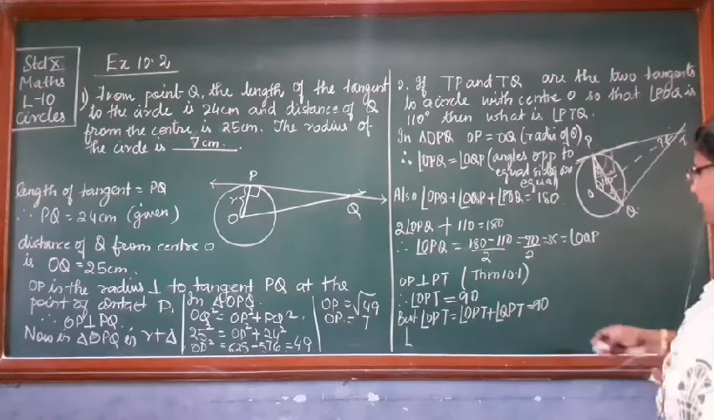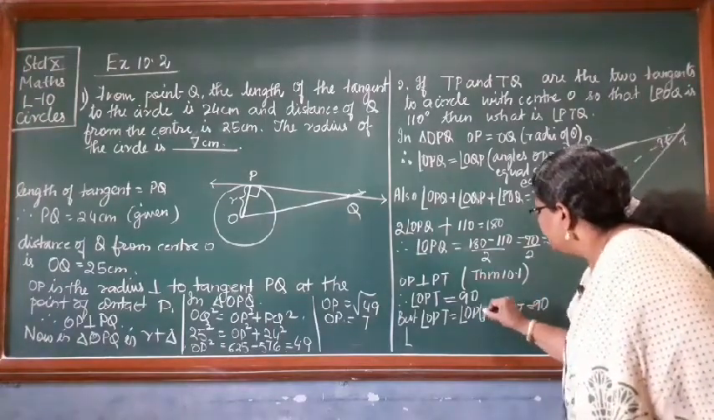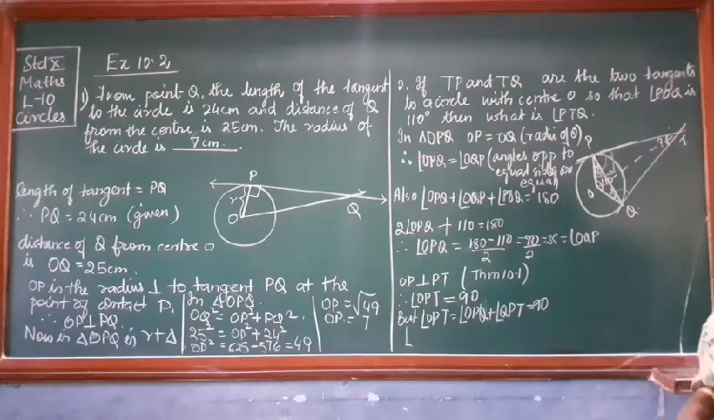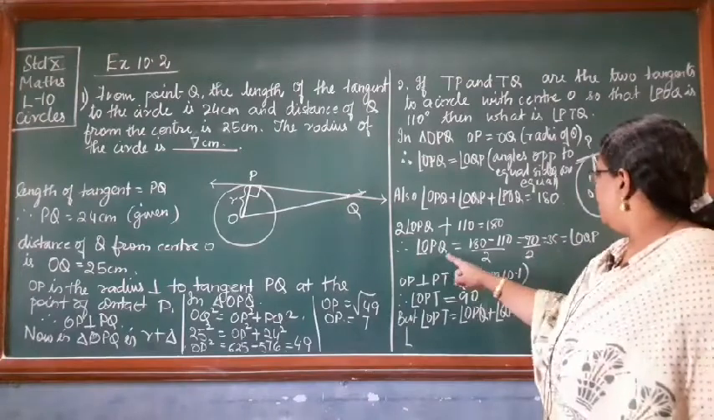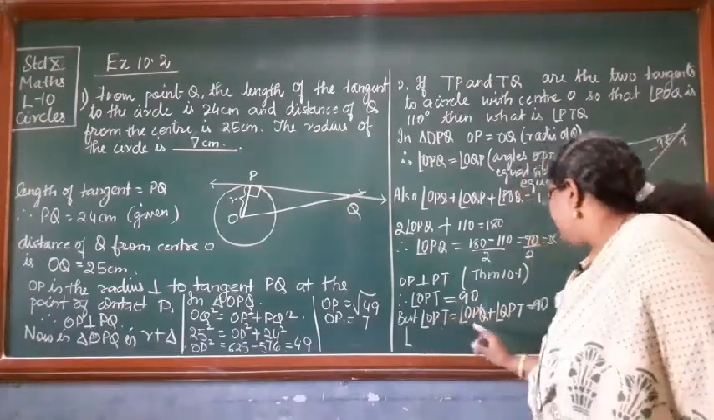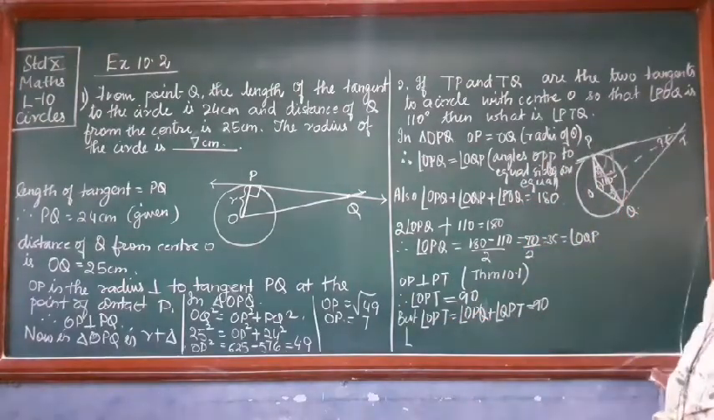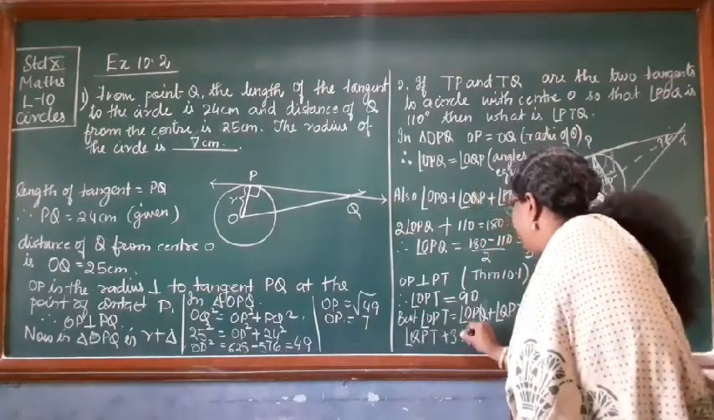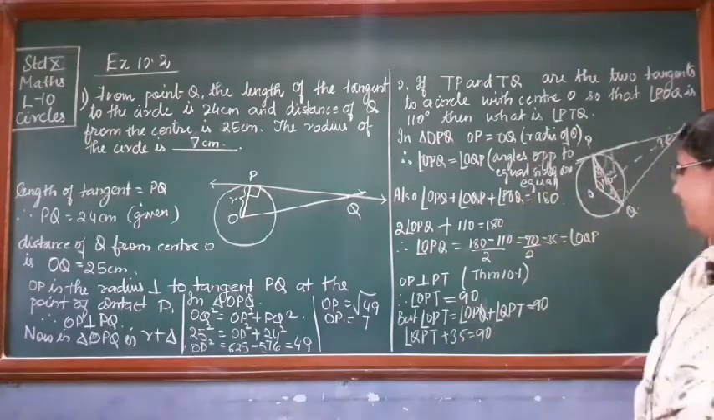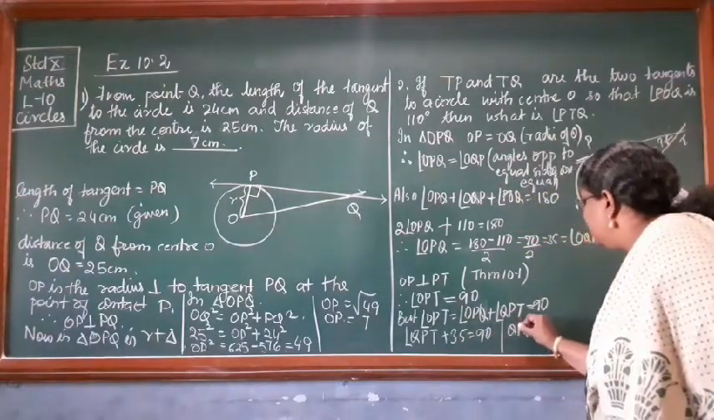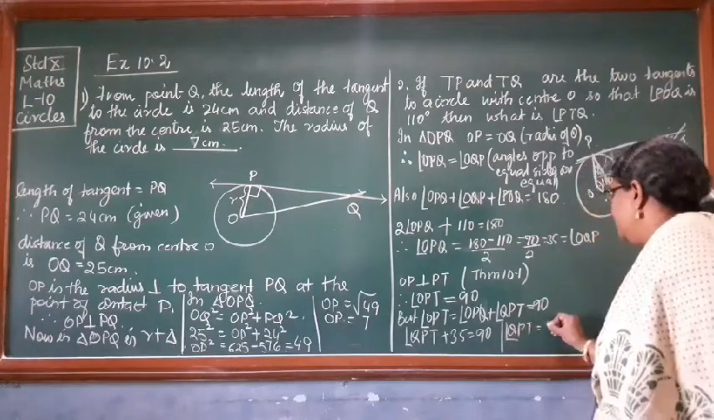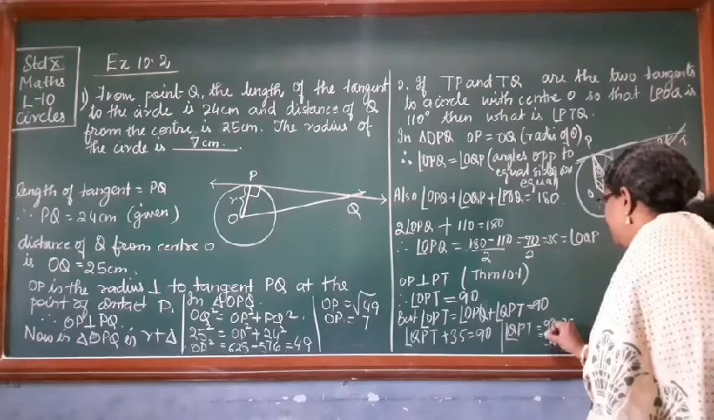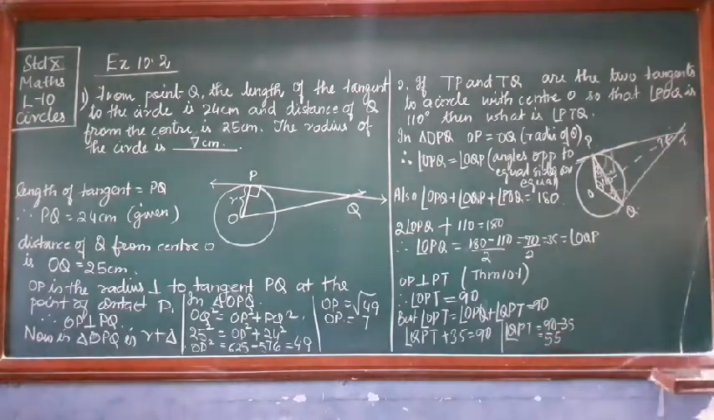OPT is OPQ. Okay, it's not T. Sorry, it will be OPQ. OPQ plus QPT, ऐसा होता ना, ठीक है. बट OPQ का वैल्यू हमारे पास है, that is 35 degree, plus QPT we do not know, so we will write as QPT plus 35, it is equal to 90. That gives me angle QPT, it is equal to 90 minus 35, which is equal to 55, isn't it?